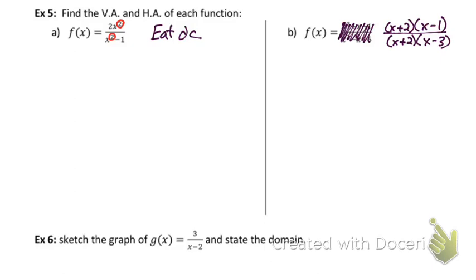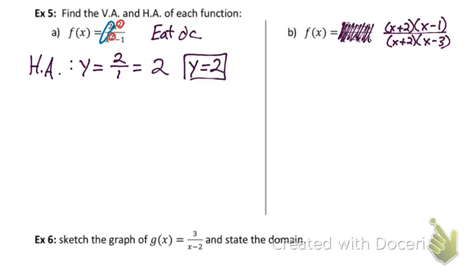That means we're going to divide our coefficients. I'm actually going to first do our horizontal asymptote. Our horizontal asymptote is going to be dividing our lead coefficients. In this case, that would be that 2 and that 1 in front. So y equals 2 over 1, which equals 2. In other words, y equals 2 is my horizontal asymptote.